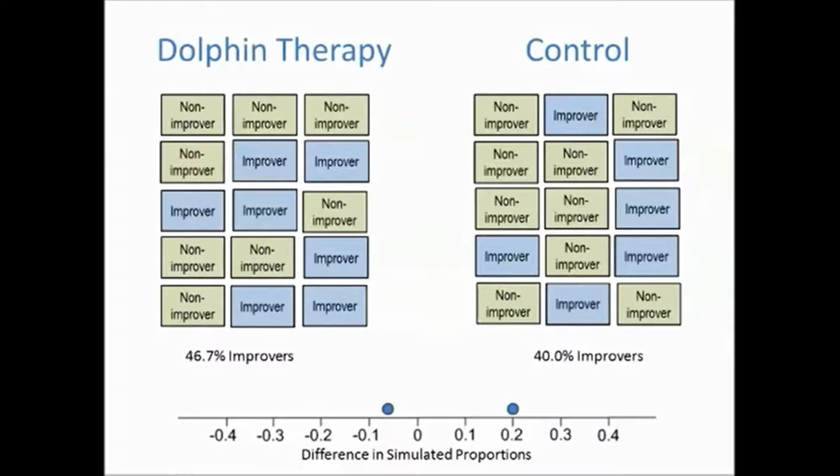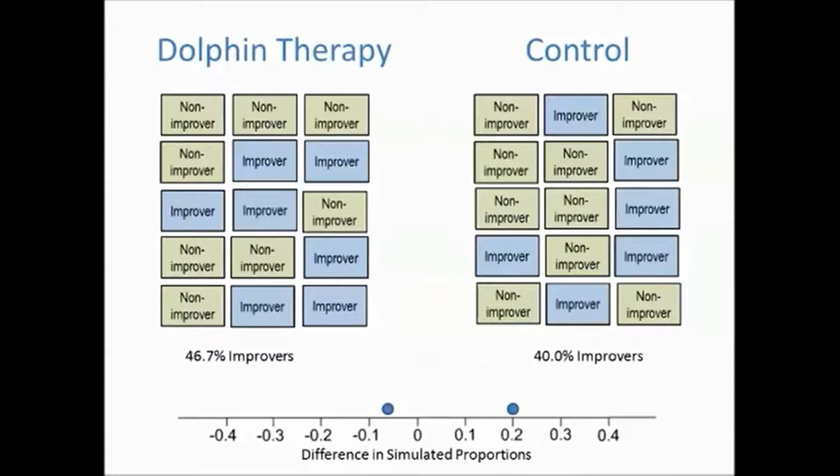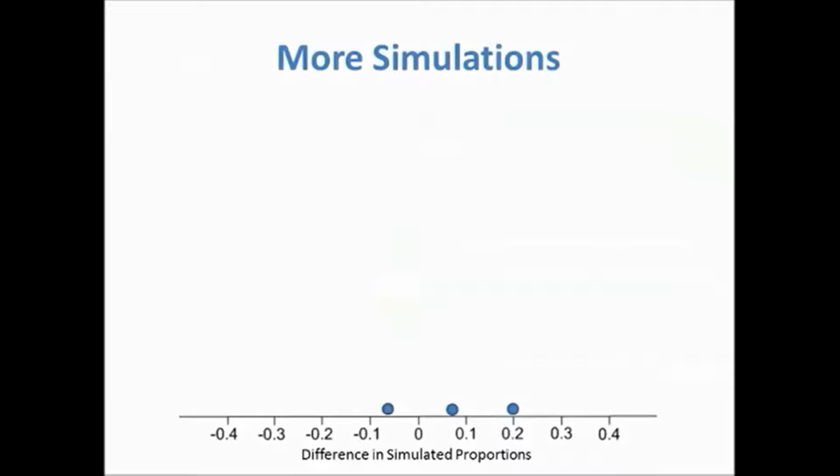This time we find that 7 improvers, or 46.7%, end up in the dolphin therapy group, and 6 improvers, or 40%, end up in the control group. This gives us a difference in proportions of 0.067, and we will add this dot to our dot plot. Note that none of these simulated results are as extreme as our actual observed difference of 0.467. Hence, it is starting to look like this observed difference might be unlikely to occur just by chance. But we need more than just 3 simulated results.